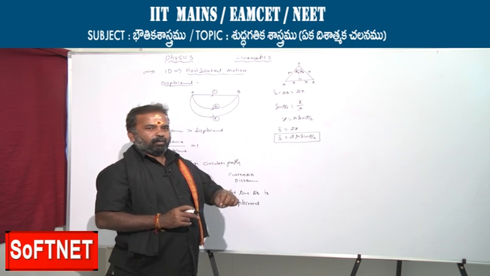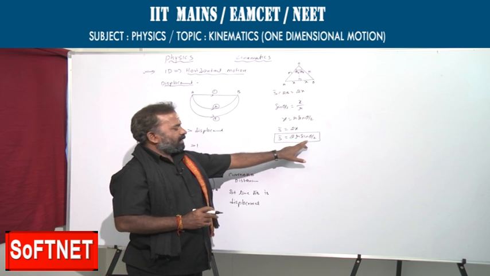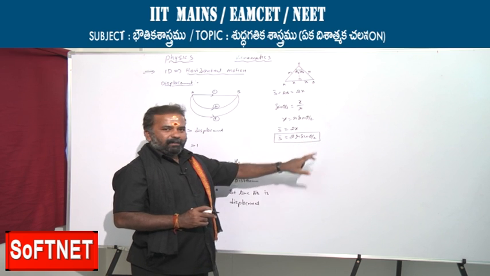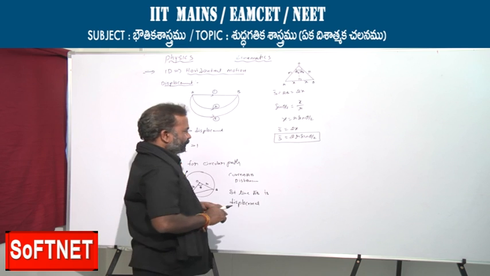Displacement we should calculate as 2r sin theta by 2. r is the radius of the circle, theta is the angle subtended at the center.